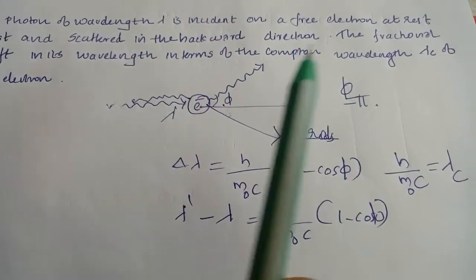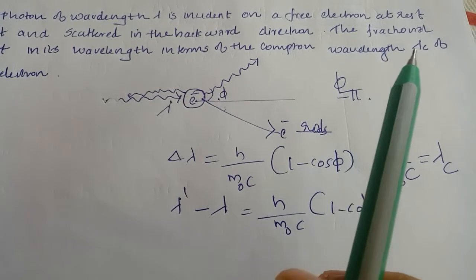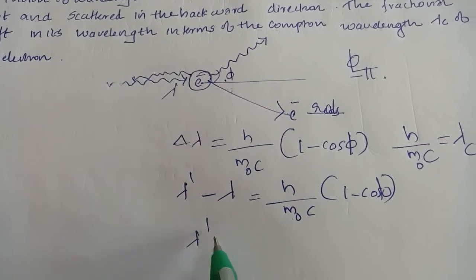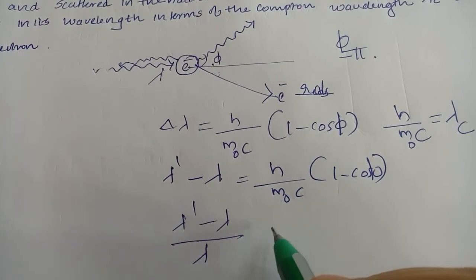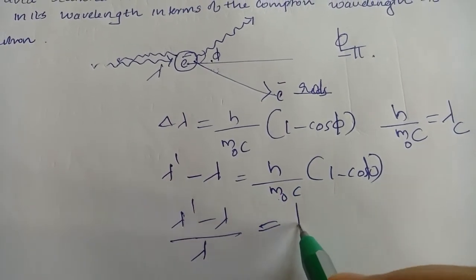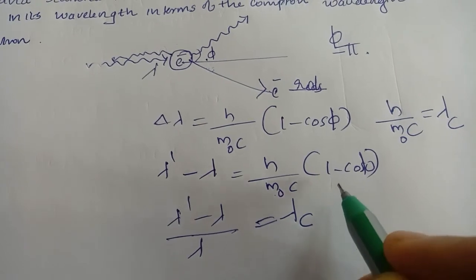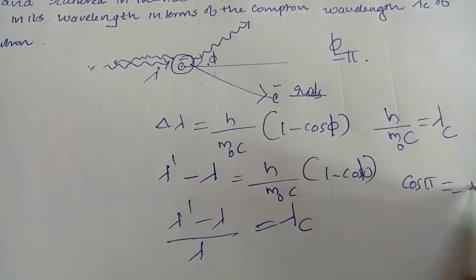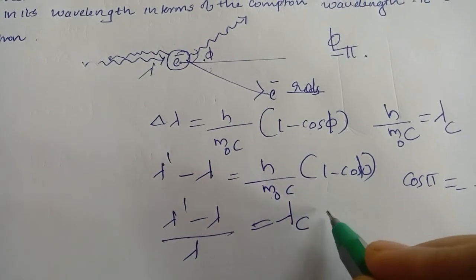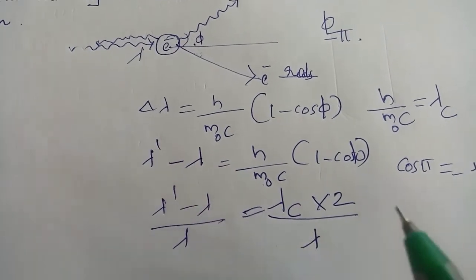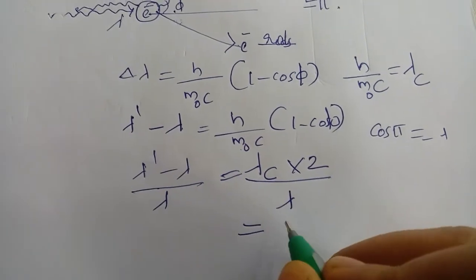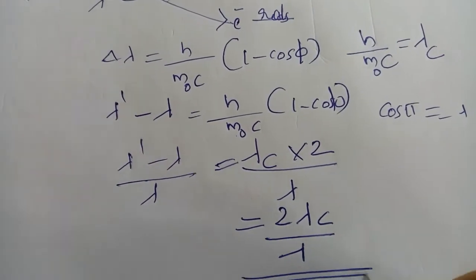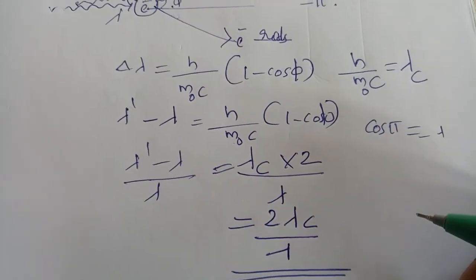So in the question, what is the fractional shift? Fractional shift means lambda dash minus lambda divided by lambda, that is h by m0 c, that is lambda c, into 1 minus cos phi. Here phi is pi, cos pi is minus 1, so 1 minus minus 1 is 2, divided by lambda. So the fractional shift in wavelength is 2 lambda c divided by lambda. Okay, so this is the answer.